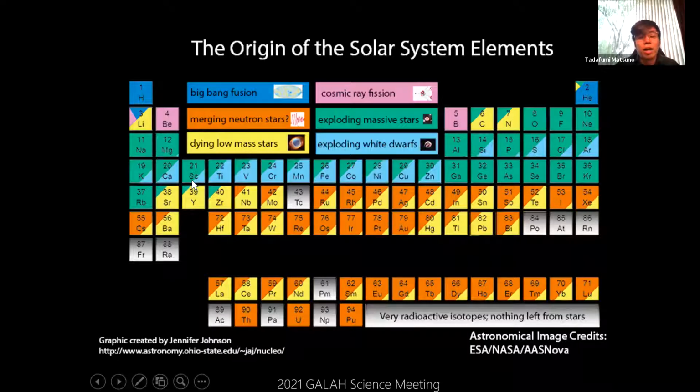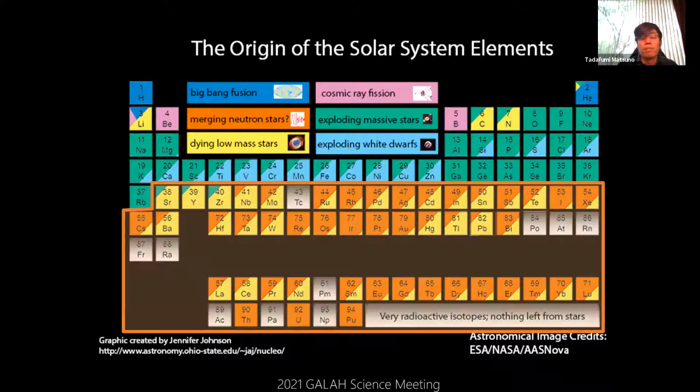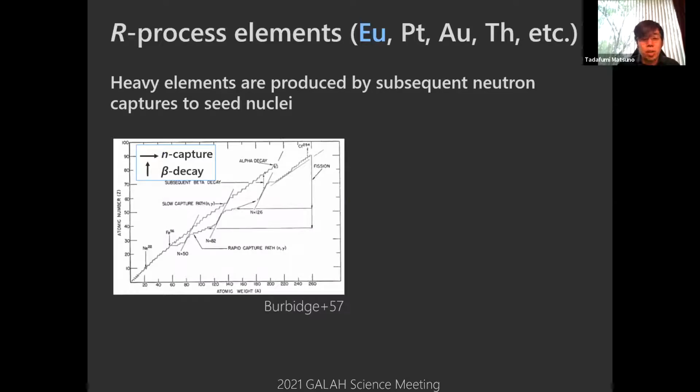So today, this is a periodic table, and I'm going to talk about these heavy elements. These heavy elements are not synthesized through explosive nucleosynthesis at the end of the life of massive stars. Instead, they are produced by neutron capture reactions.